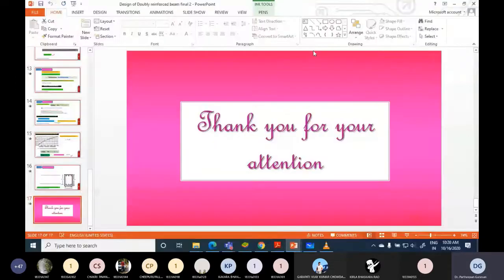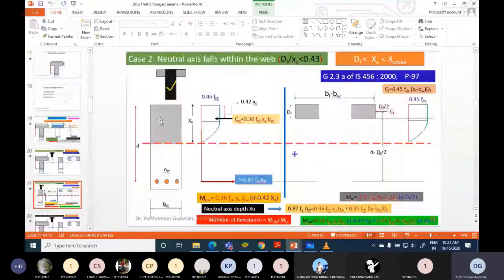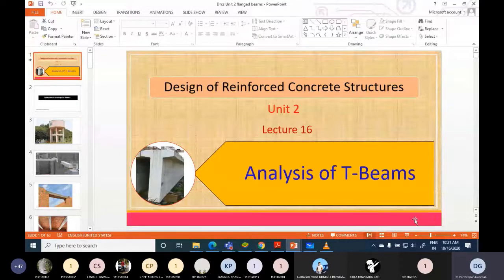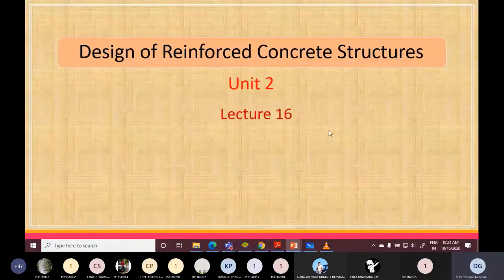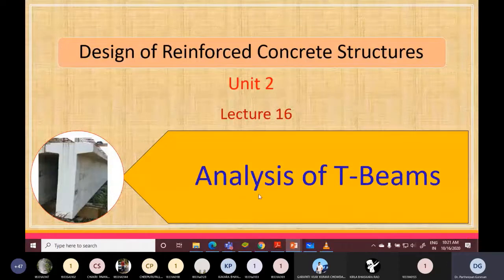Any question, any doubt, anybody having any doubt? If not, we will go with the design of reinforced concrete structure, Unit 2, and today's lecture 16, analysis of T-beams. You can see this here.